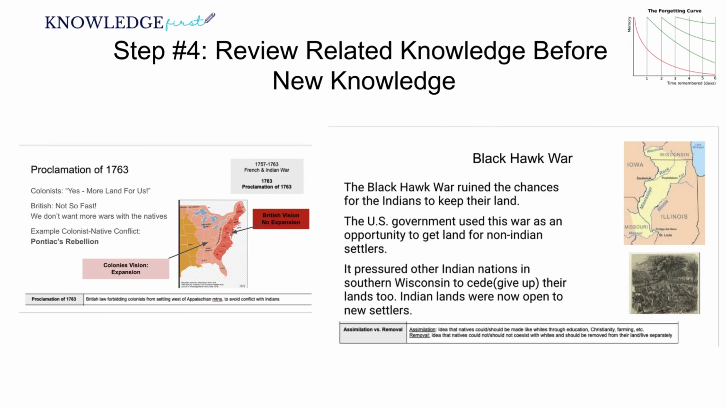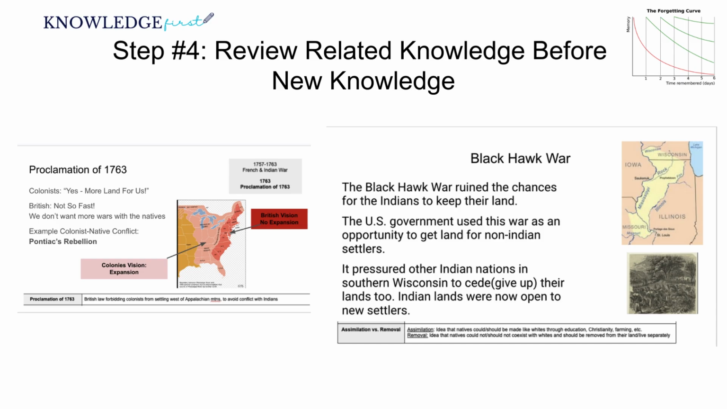Step number 4. Review related knowledge before new knowledge. The slide we have been looking at about the Proclamation of 1763 relates to Western expansion and conflict with Native Americans and takes place in Unit 3 of my course. In Unit 4, we cover the Black Hawk War, an example of Western expansion and conflict with Native Americans that takes place in this unit.